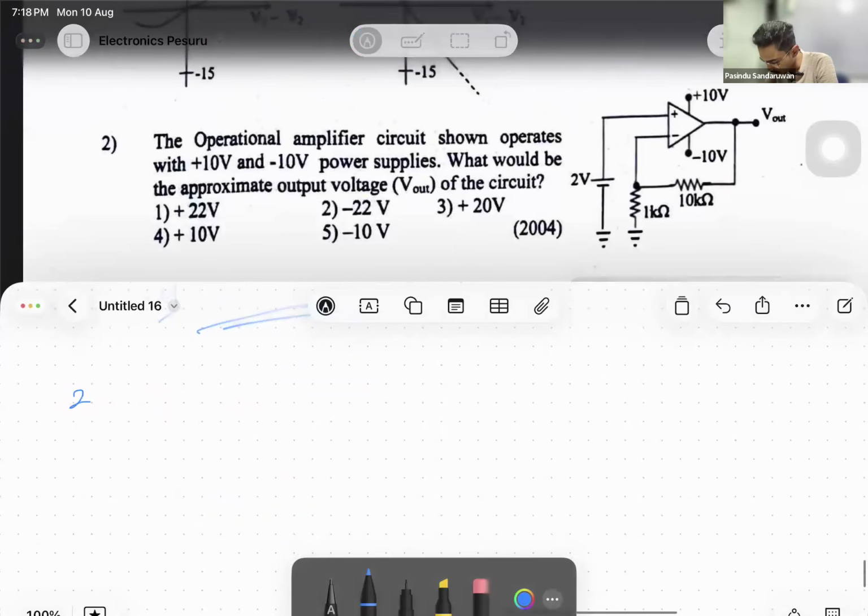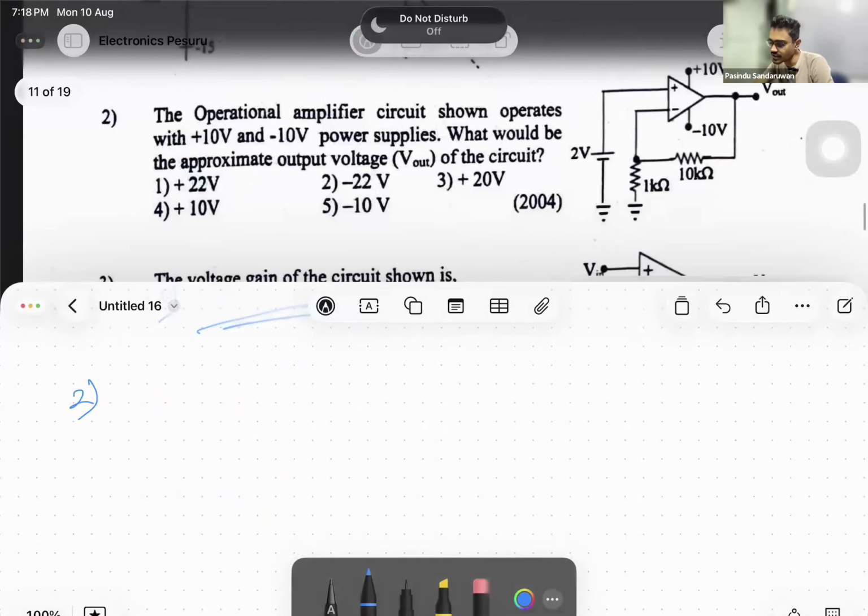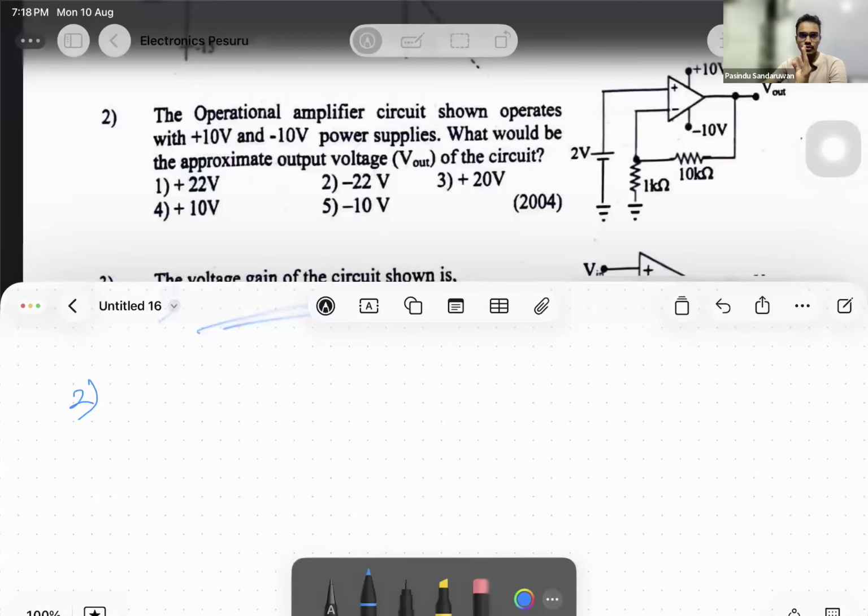Second one. The operational amplifier circuit shown operates with plus 10 volts and minus 10 volts power supplies. What would be the approximate output voltage of the circuit? One thing you should notice is this is the standard non-inverting voltage amplifier. The closed loop voltage gain of that amplifier is a proved equation.